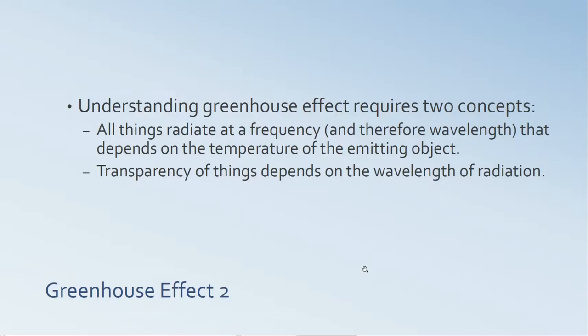To understand how the greenhouse effect works, we have to realize that all things radiate at a frequency that depends on the temperature of that emitting object. And things are transparent, such as the glass of the greenhouse, depending on the wavelength of the radiation that hits them. In our picture before, the sun's light has a very short wavelength, so it can get through the molecules of glass, but the radiated energy from the objects inside the greenhouse has a much longer wavelength, and so it can't get through the glass. So we could say the glass is transparent to the sun's radiation, but not to the radiation from the objects inside the greenhouse.